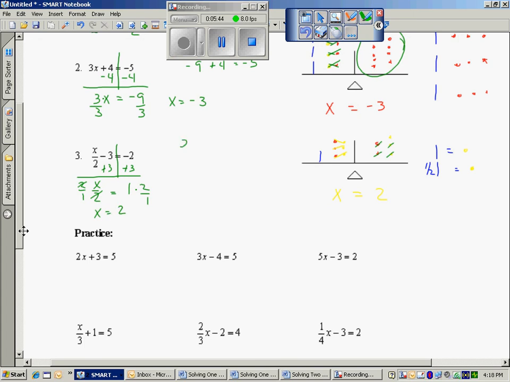Checking my answer, 2 divided by 2. Again, I substituted x in for what I found it to be in my answer. 2 divided by 2 is 1. 1 minus 3 should be negative 2. Should be equal to negative 2, and it is.